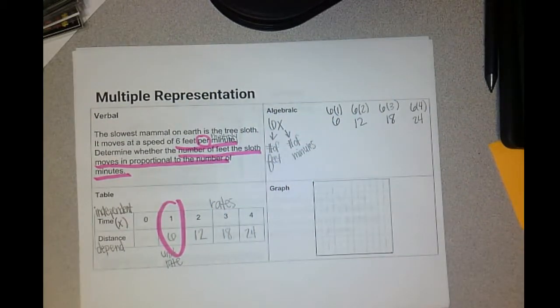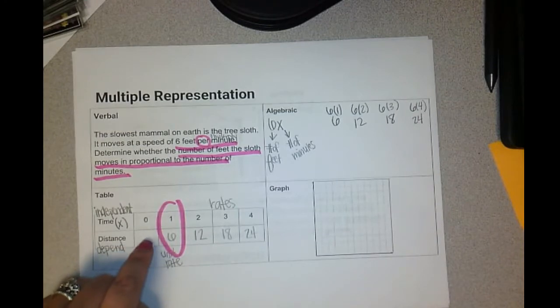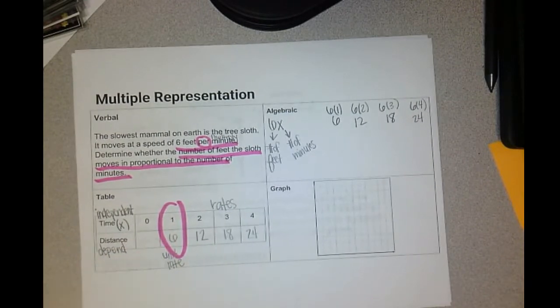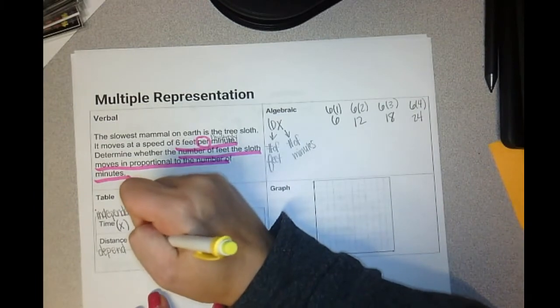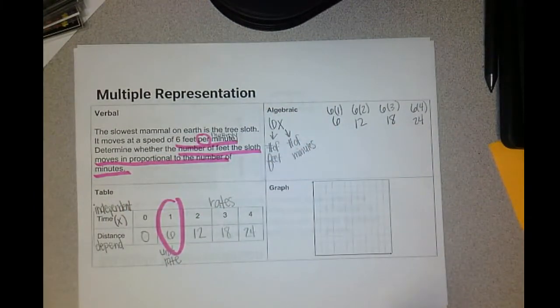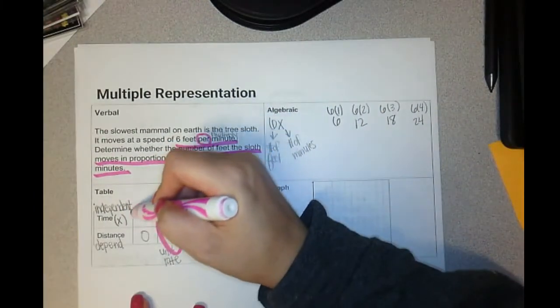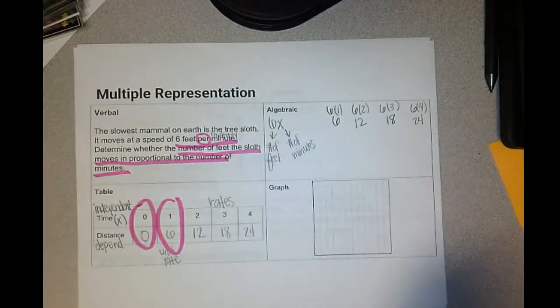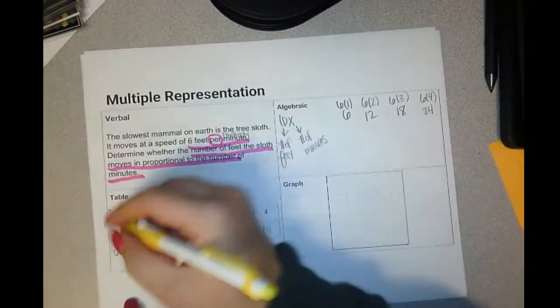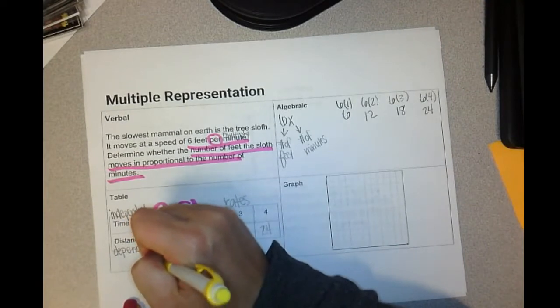Now, if you go back to the table, I don't have this part filled out. Okay, I want you to think about it. If the sloth doesn't move, okay, 0 minutes of moving, he's not going to go anywhere. So that would be a 0, 0. Okay, and now I also want you to circle this, and this is called the origin. Okay, it's the starting point. So write in origin.